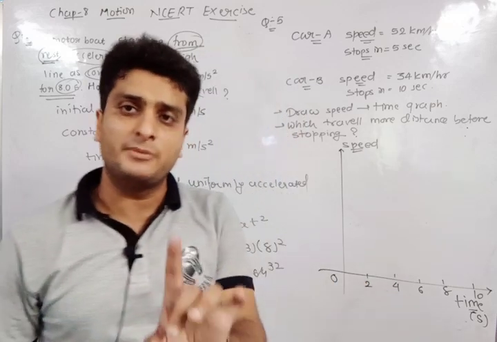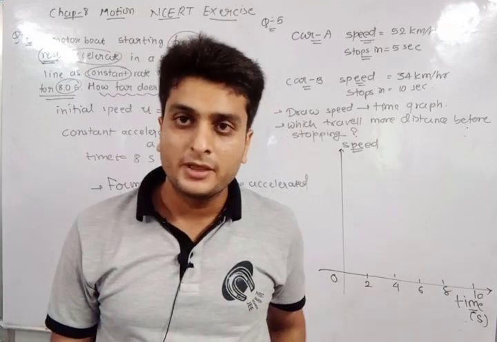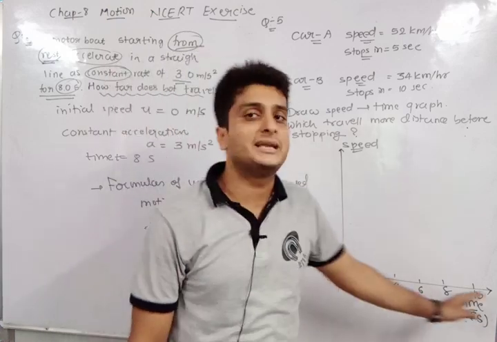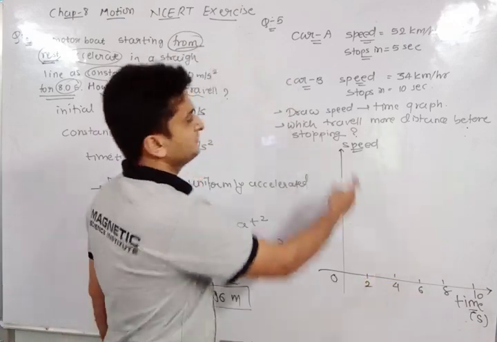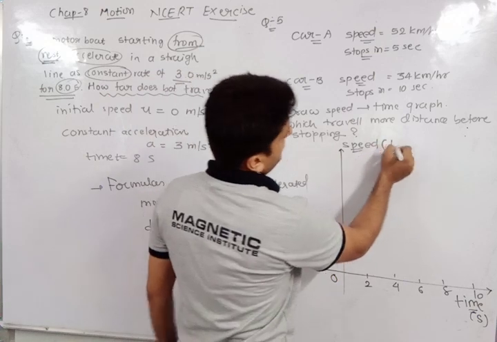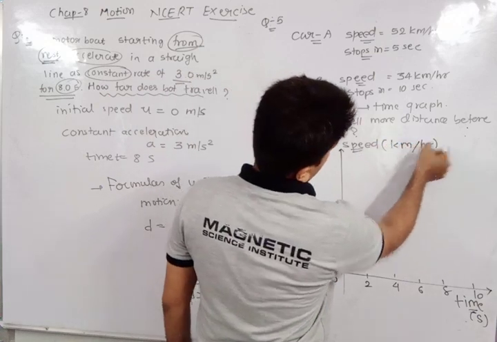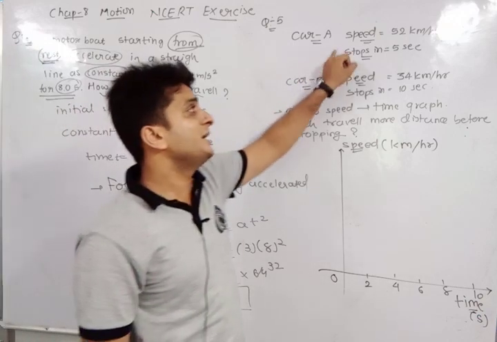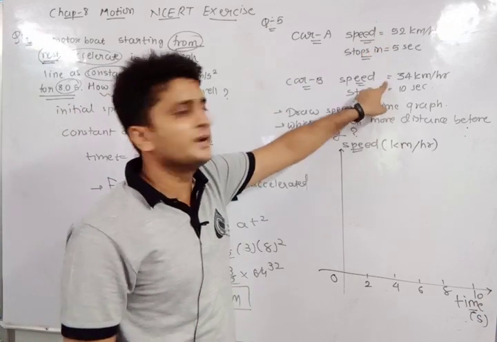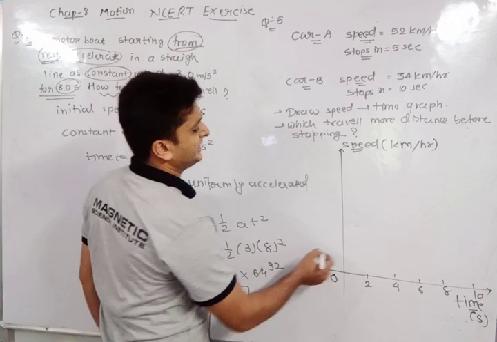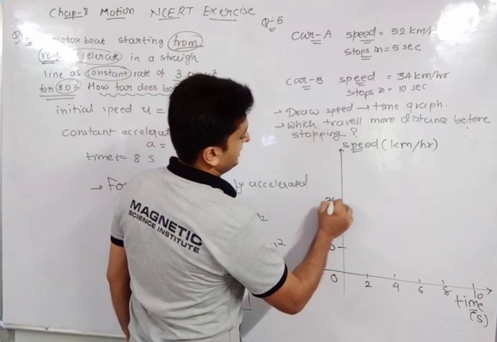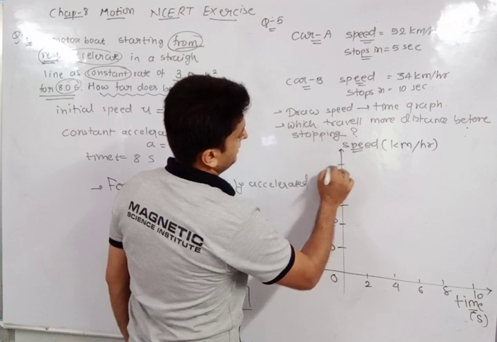You can also take the time interval of 1 second. That is up to you. Okay, so I have taken the time interval of 2 seconds, that is 2, 4, 6, 8, 10. On the other hand, we have the speed, and speed is in kilometer per hour unit. We will also keep it in kilometer per hour unit. This car has a speed of 52 km per hour. This has 34. So let's take the interval of 10 km per hour, that is 10, 20, 30, 40, 50.